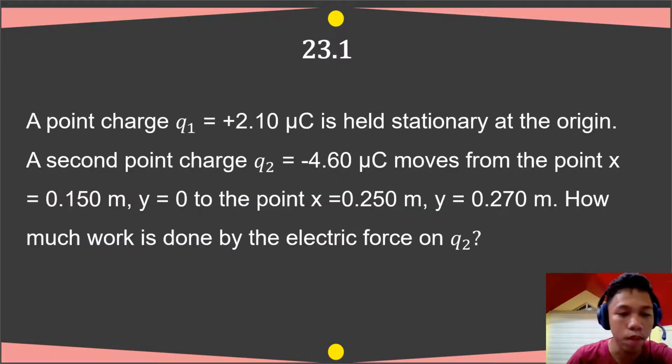So for this problem, a point charge Q1 equal to 2.10 times 10 raised to negative 6 coulombs is held stationary at the origin. A second charge Q2 equal to negative 4.6 times 10 raised to negative 6 coulombs moves from the point x equal to 0.15 meters and y equal to 0, to the point x equal to 0.25 meters, while y is equal to 0.27 meters. How much work is done by the electric force on Q2?